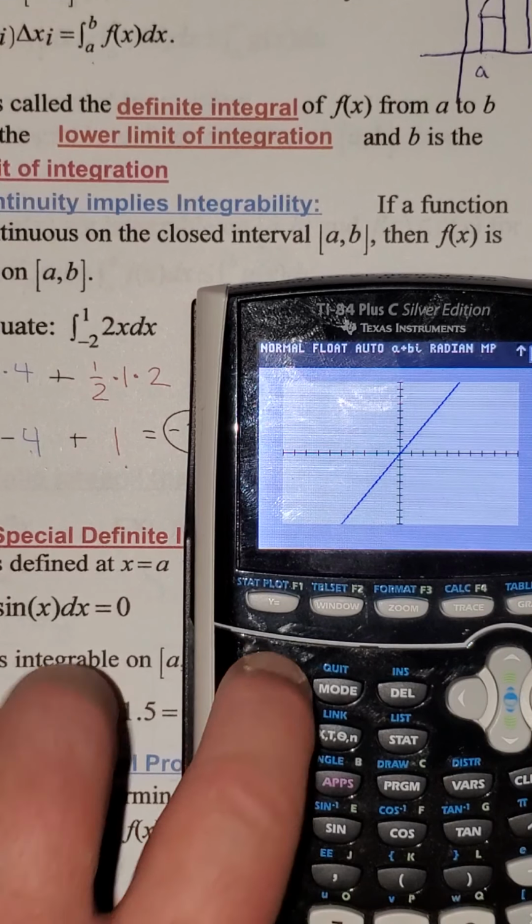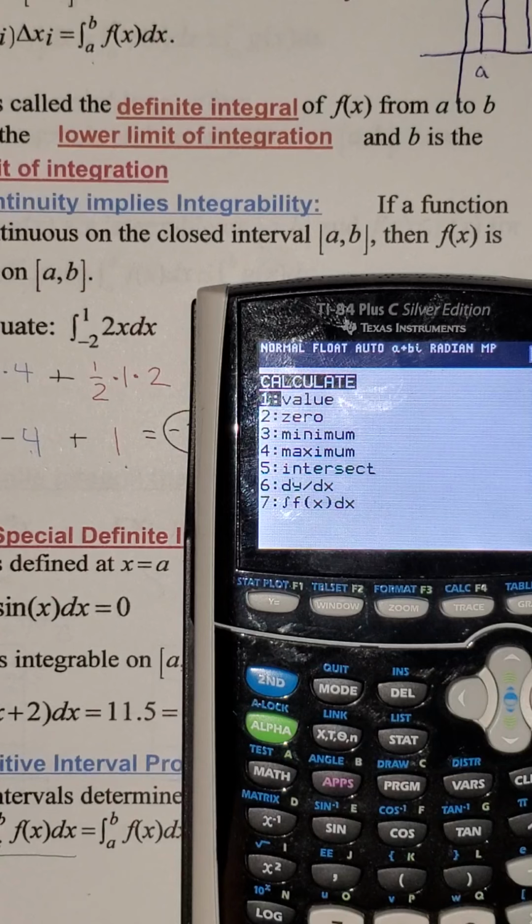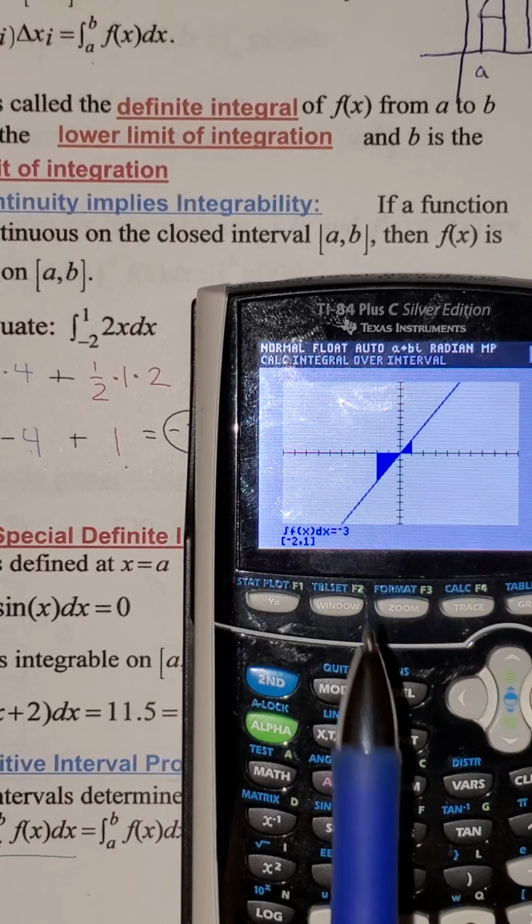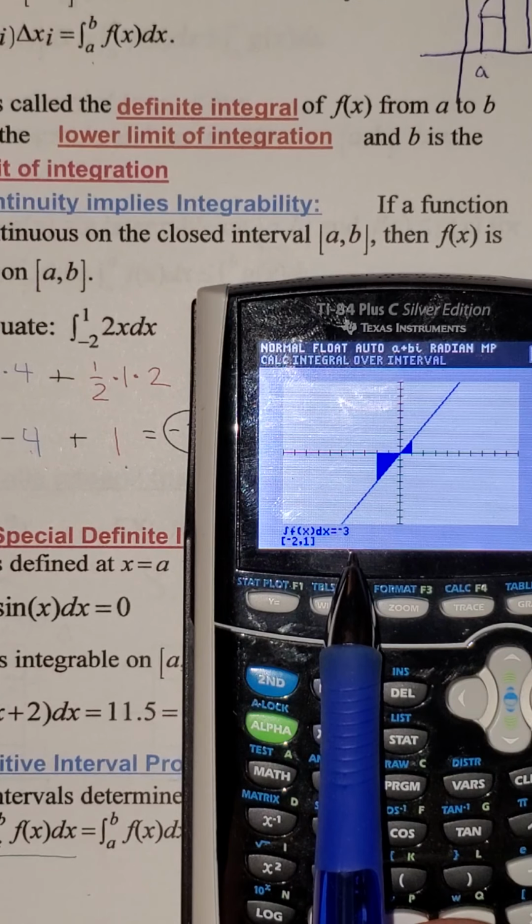Now, if you hit second trace, which is our calculate menu, everybody notice number 7 looks like an integral symbol. Hit number 7, it asks you for the lower limit. Well, the lower limit here is -2. It asks for the upper limit. What's the upper limit? It's 1. It actually graphs the area we're talking about here, and look what the answer is at the bottom of my calculator screen. The answer is -3.